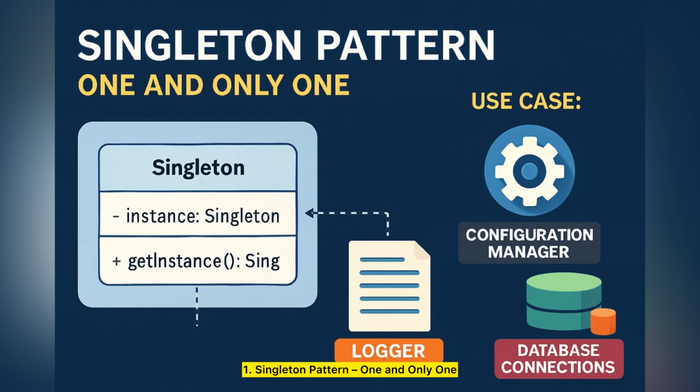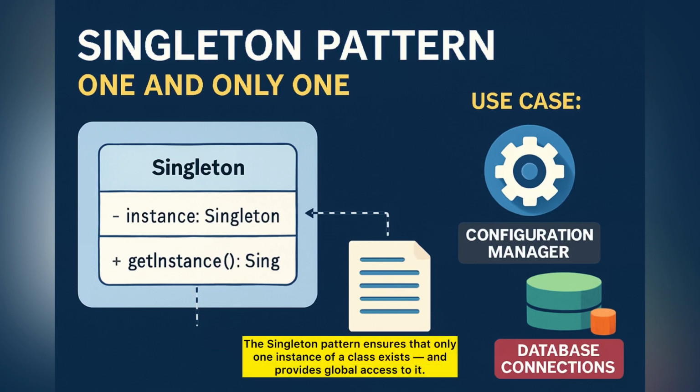1. Singleton pattern, one and only one. Imagine having multiple thermostats in a room, total chaos. The Singleton pattern ensures that only one instance of a class exists and provides global access to it. It's perfect for logging systems, configuration managers, and shared database connections. The core idea: private constructor, static instance, controlled access.